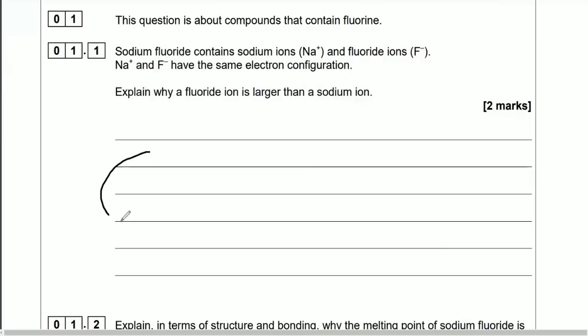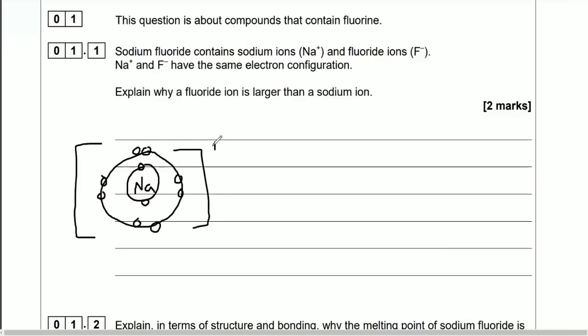So question 1, this question's about compounds that contain fluorine. Sodium fluoride contains sodium ions Na+, and fluoride ions F-. Na+ and F- have the same electronic configuration. Explain why a fluoride ion is larger than a sodium ion. So why don't you pause the video, have a go, unpause, and check the answer.